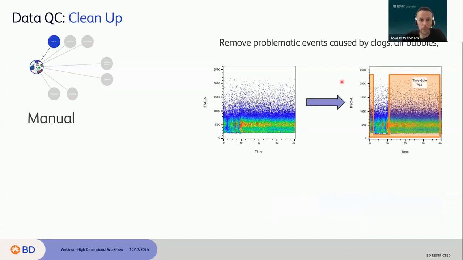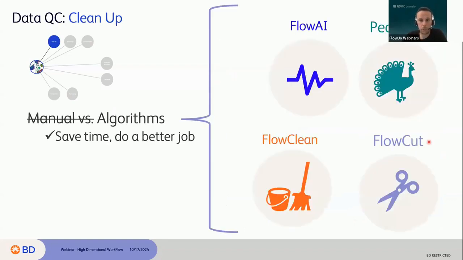For the problematic events caused by the instrument, of course, you can do this manually by drawing a gate using the time gate parameter and removing any unstable part of the run. But I highly recommend you use an algorithm because it's going to save you time and do a way better job than you at removing any problematic event. So in FlowJo, we currently have 4 algorithms for that: FlowAI, Peacoqc, FlowClean, and FlowCut. And today we're going to focus on FlowCut.